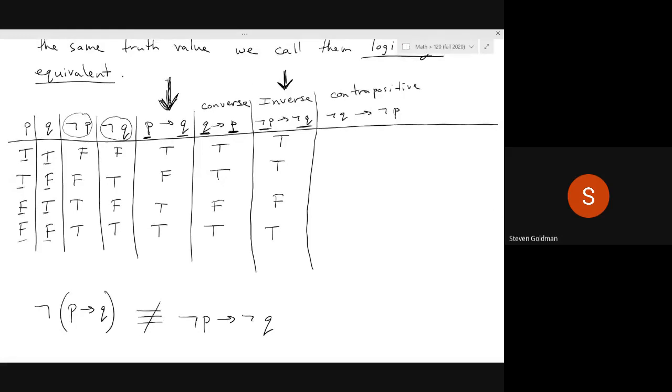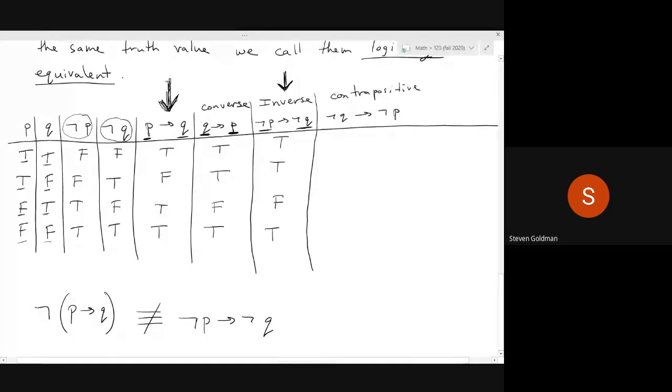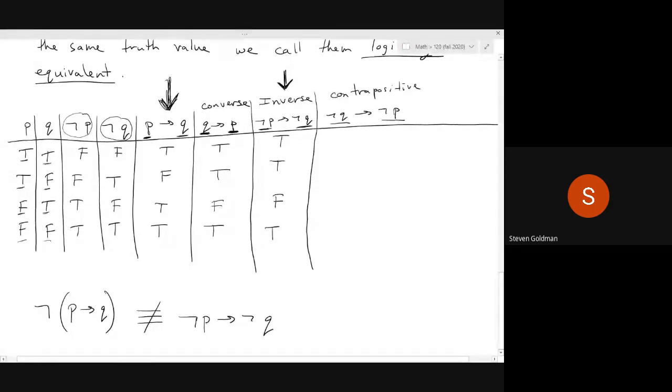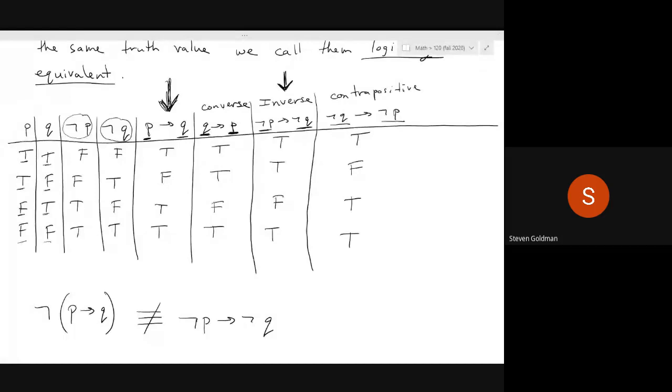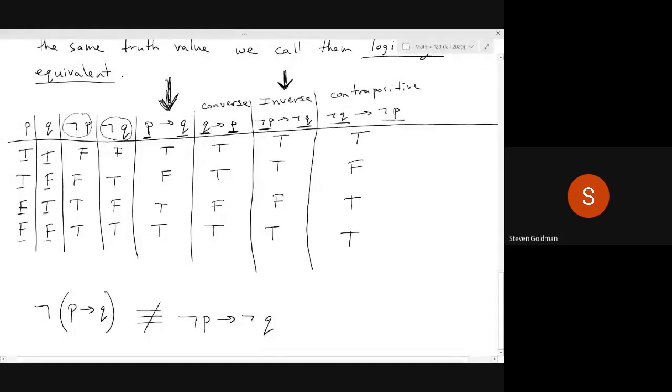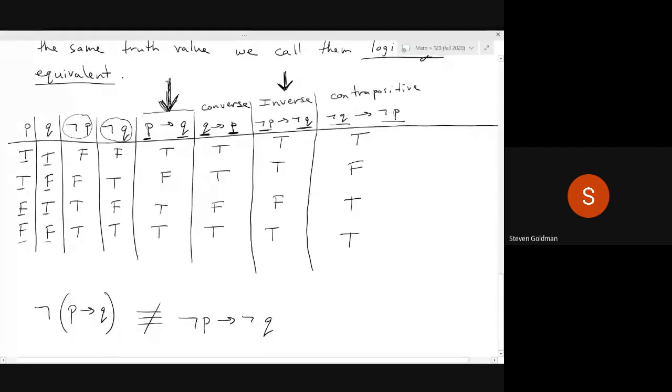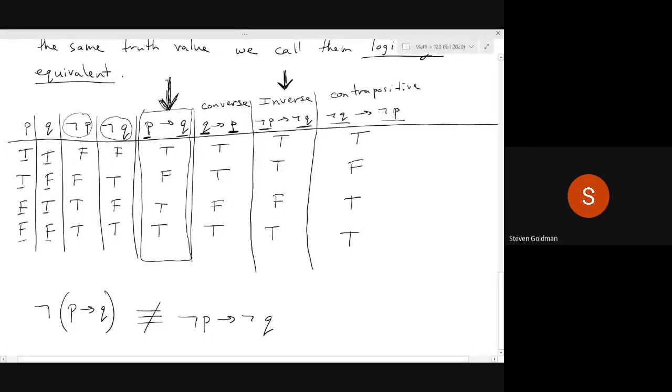Let's move on to the contrapositive now. For the contrapositive, the hypothesis is not Q and the conclusion is not P. So we go to not Q and not P. We get false, false, true, true, false, false, false, true, true, true, true, true. Looking at all of these four conditional statements, we have our original conditional statement, "if P then Q," and its truth values, when it's true and when it's false.